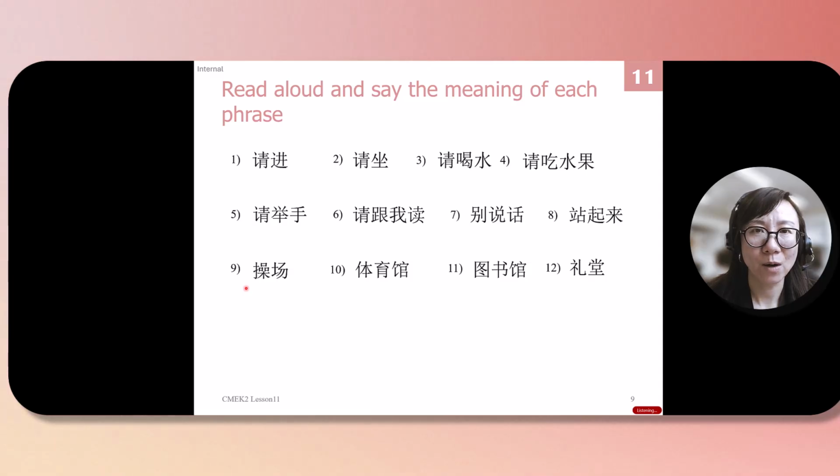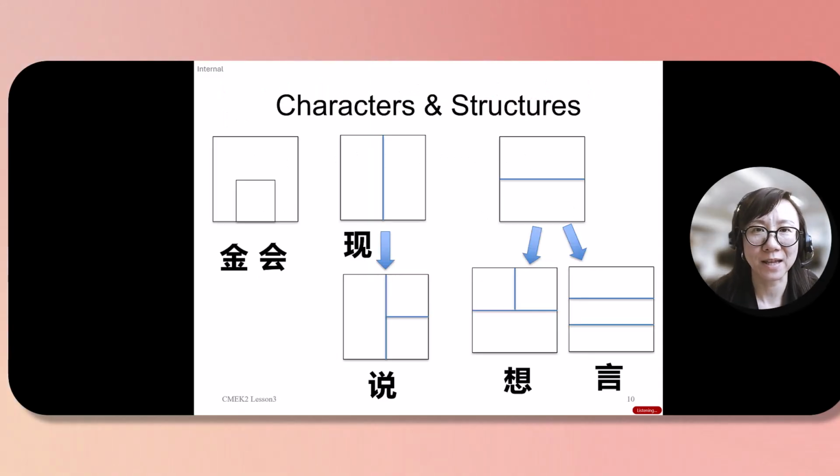第9，操场。Do you still remember what it is? And this is the playground. 第10，体育馆。And this means the indoor gym. 第11，图书馆。And it means library. 12，礼堂。And it means the hall. Excellent.